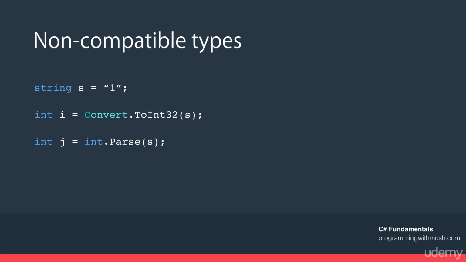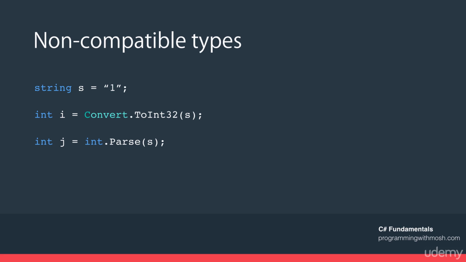The Convert class is part of .NET Framework and is defined in the System namespace. It has a bunch of methods for converting various types to other types, and they all start with To. In this case, we're trying to convert s, which is a string, to an Int32. Int32, as you know, is a .NET Framework type, which maps to a C# integer type.